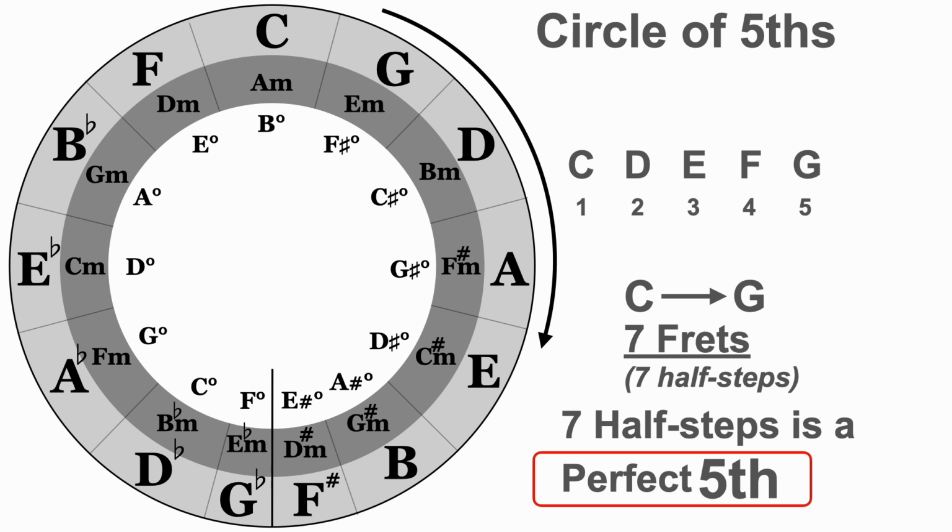So we've looked at C to G, and that might be kind of a basic key to look at. So let's just take a G to D, just really quick.